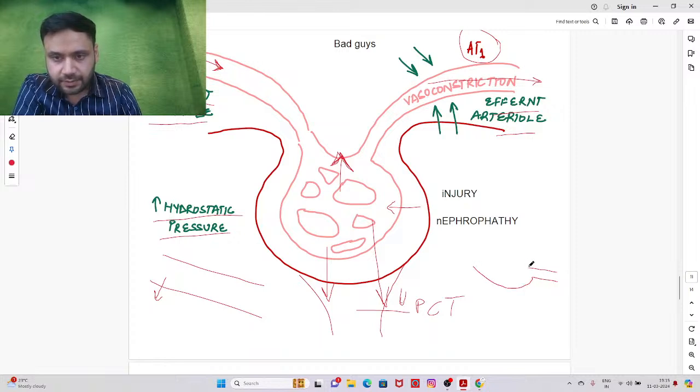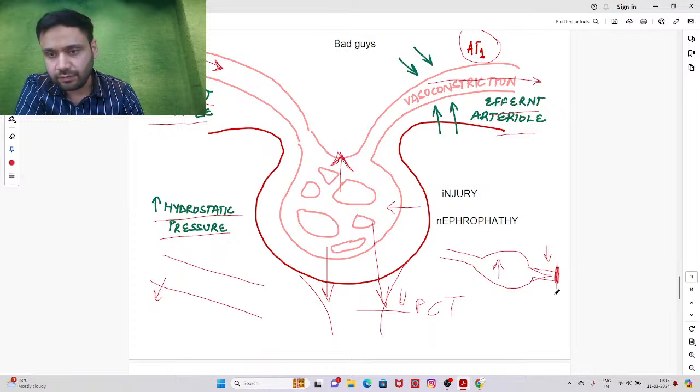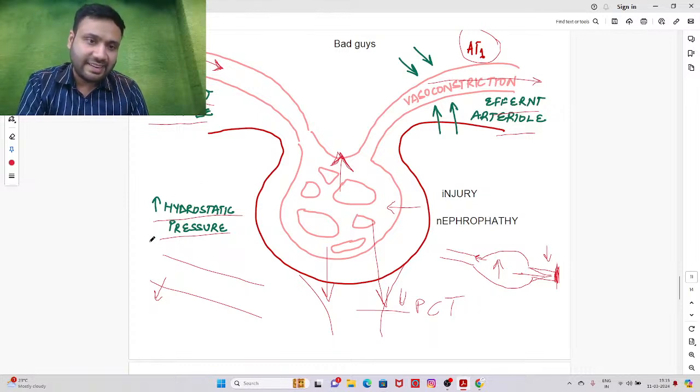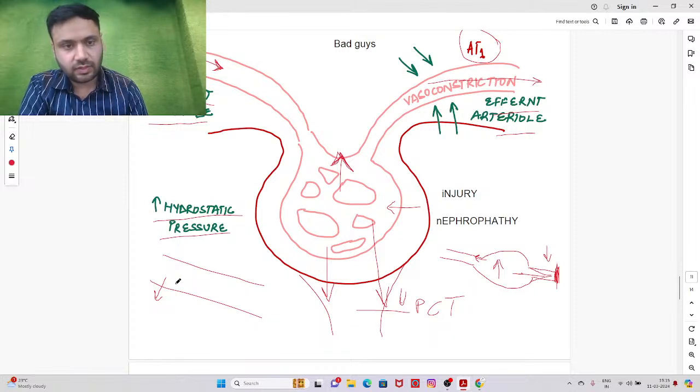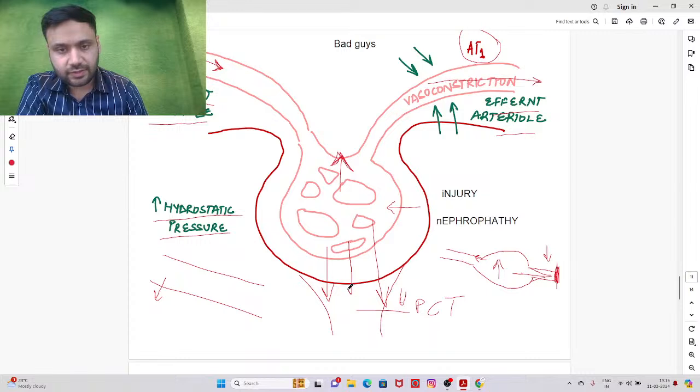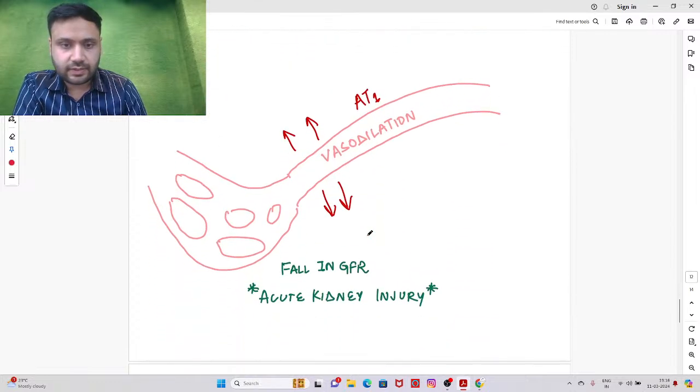Let's say this is a pipe. If I put a stopper here, or make this a bit narrow, the pressure here will rise. It is similar to a pipe: if it's blocked from this side, the pressure up to this point would rise. That is why it leads to a rise in hydrostatic pressure. That hydrostatic pressure causes filtration, obviously increasing the filtration process, and at the same time it is injuring the glomerulus and leading to nephropathy. So let's move on to the next slide.